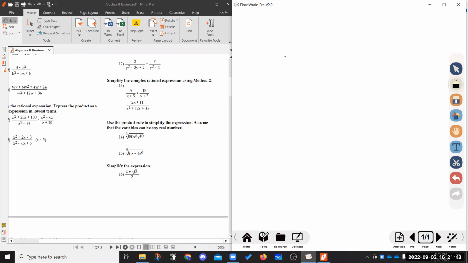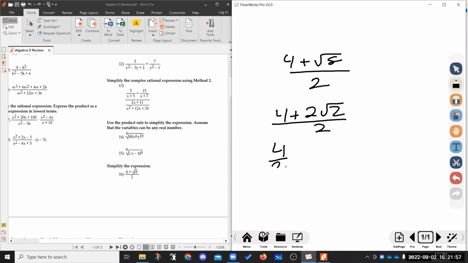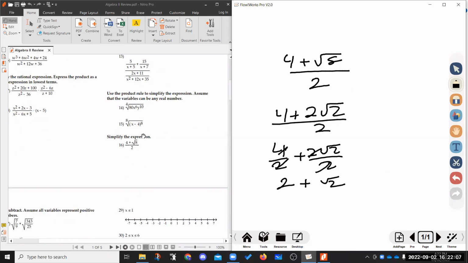Now we're going to simplify the expression (4 plus root 8) over 2. It's going to be (4 plus 2 root 2) over 2, which is 4 over 2 plus 2 root 2 over 2. 4 divided by 2 is 2. 2 divided by 2 is 1. So we get 2 plus root 2.